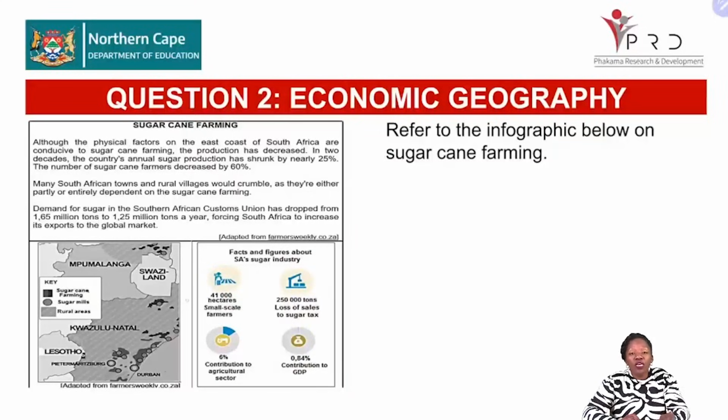So I'm going to give you 5 minutes to go through the resources in terms of the infographic. Start by reading the extract and then analyze what you see in the map as well as what you see in the facts. So after 5 minutes, we will then be able to see the questions.